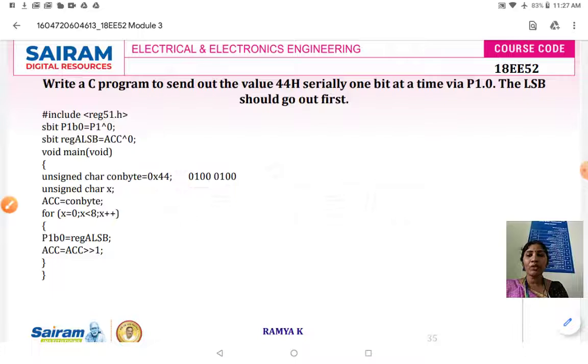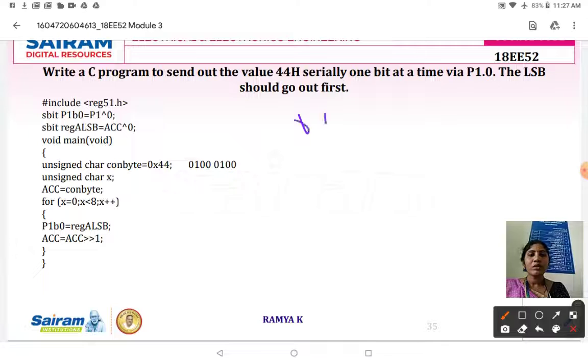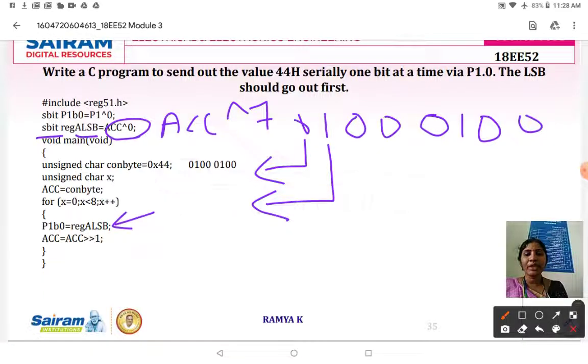Now suppose I want to send the MSB first, for example 44, which is 0100 0100. First this 0 should go, then this 1 should go. If I want to transfer the data serially with MSB first, two changes will happen. One is here, in the sbit REGAMSB, you need to write ACC.7 because my 7th bit should go first. And after transferring the 7th bit, it should move left.